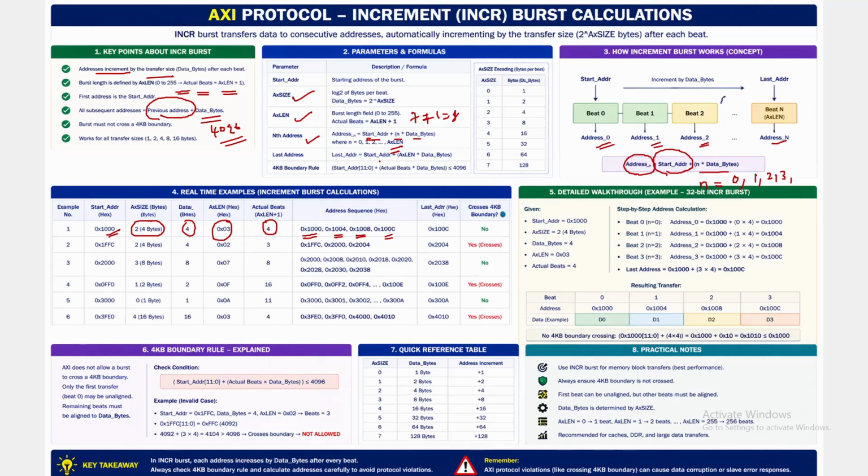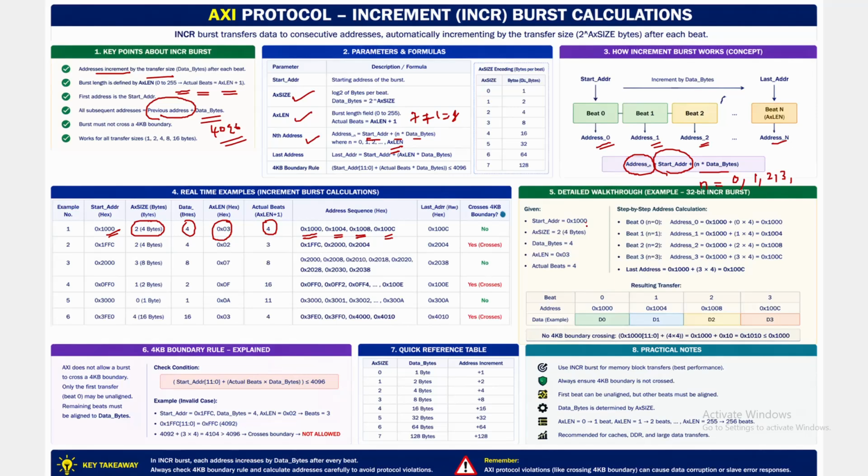So what is the formula here? Start address plus aligned AxLEN plus AxLEN into data bytes. In that way we will calculate the last address. And the nth address we calculate as n into number of bytes. See, this is the example we have.